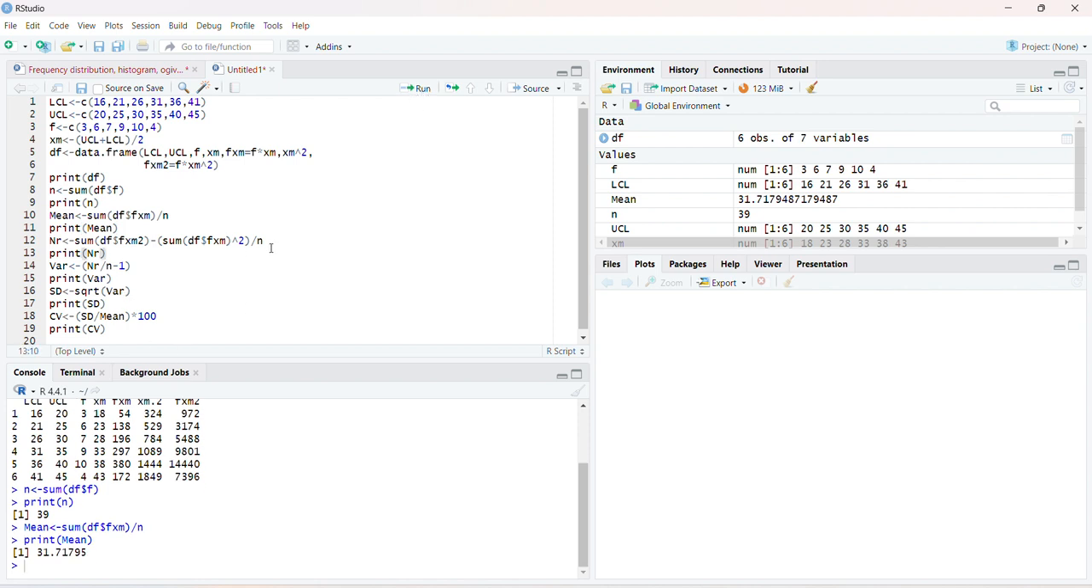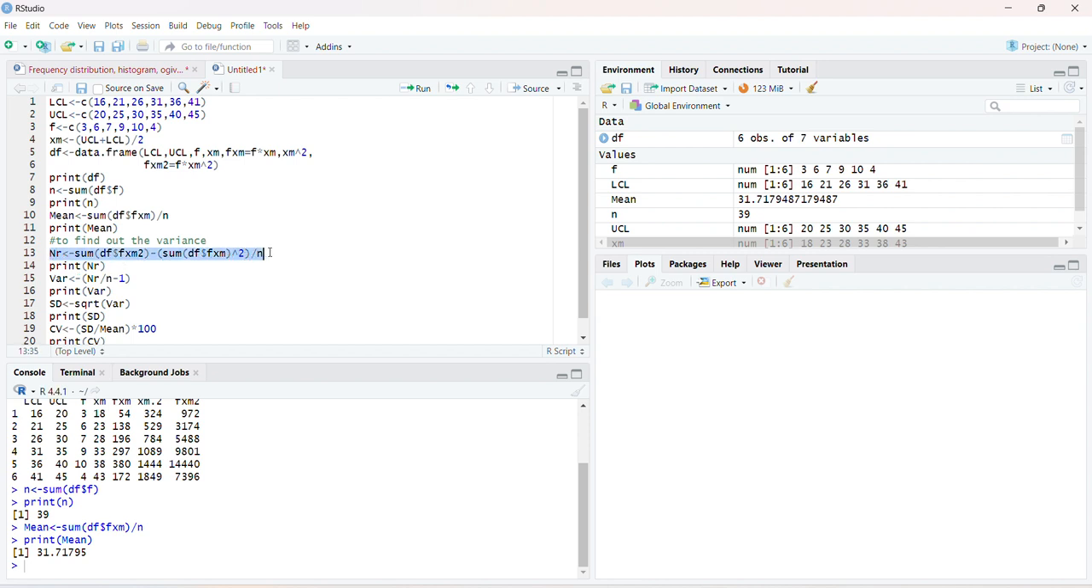And then the numerator. What is the numerator? To find out the variance, we are now finding out the numerator. We are using this concept of numerator. What is the formula for variance? Sigma fxm square minus sigma of fxm the whole square by n. So this is the numerator.